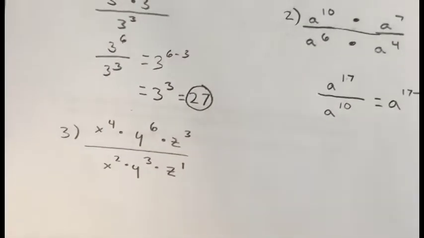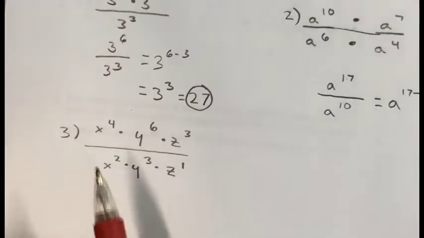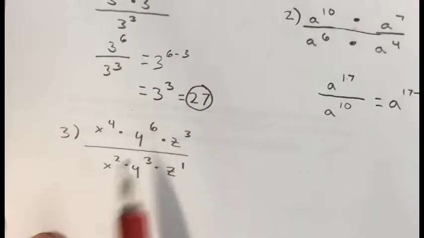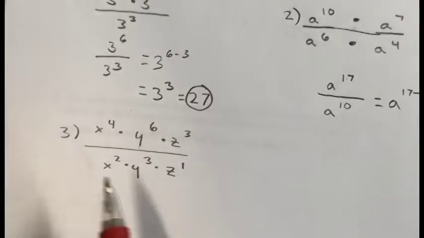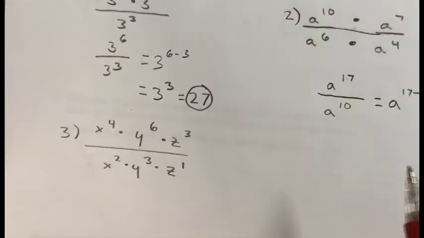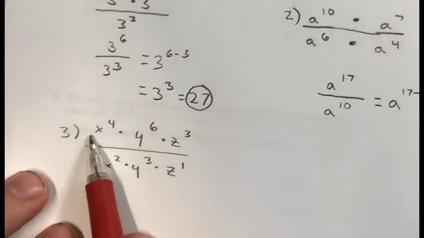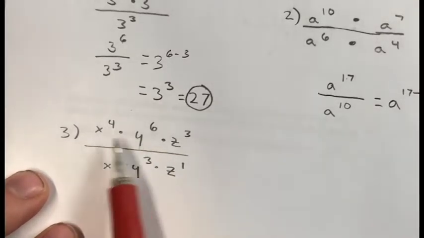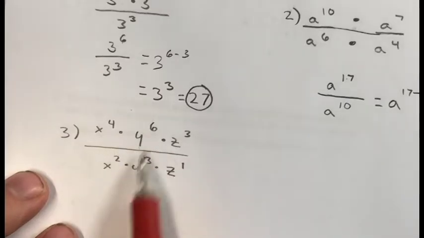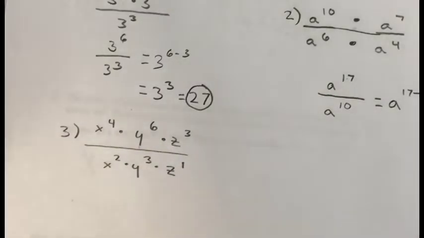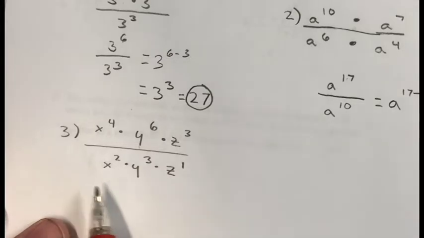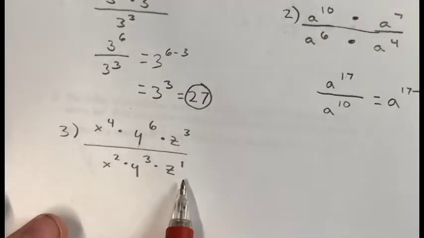Now, number 3. This looks really, really complicated because I don't have common bases. I have an x base, a y base, a z base. And I have the same thing here. Looks really complicated, but let's follow through. I'm going to start with my numerator up here. Is there anything I can do with these terms? No. They are all different bases. X to the 4th, y to the 6th, z to the 3rd. There's nothing I can do with them. What about my denominator? No, they're all different bases.